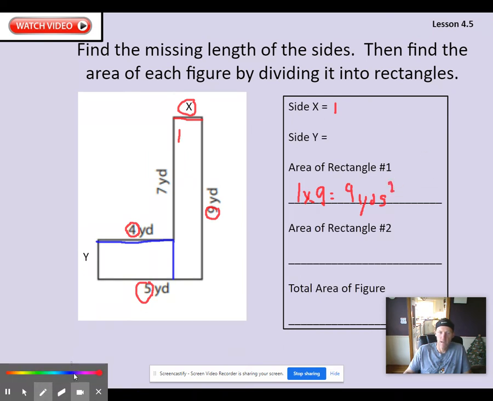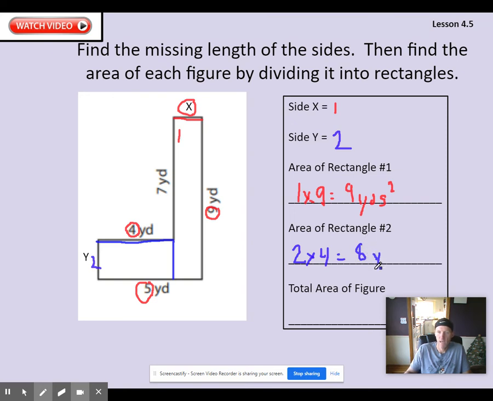And then as I look at this next one, I'm still going to need to find this missing side. It's going to be part plus part equals whole. All right, so y plus 7 equals 9. y has to equal 2. Write that in here. 2 times 4 would be my area of rectangle 2. And I'd get 8. And again, that's yds.